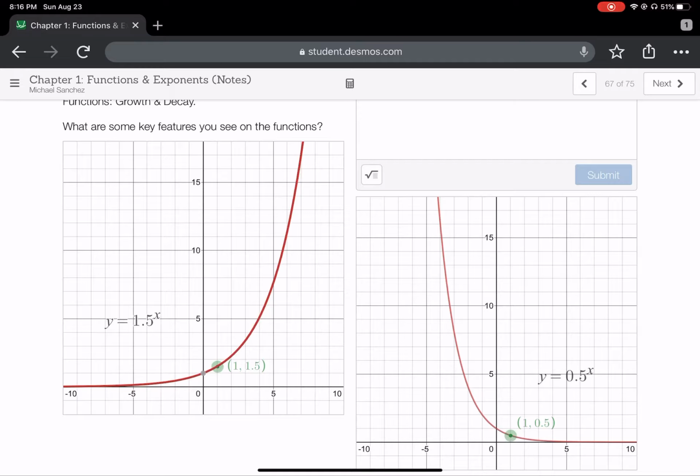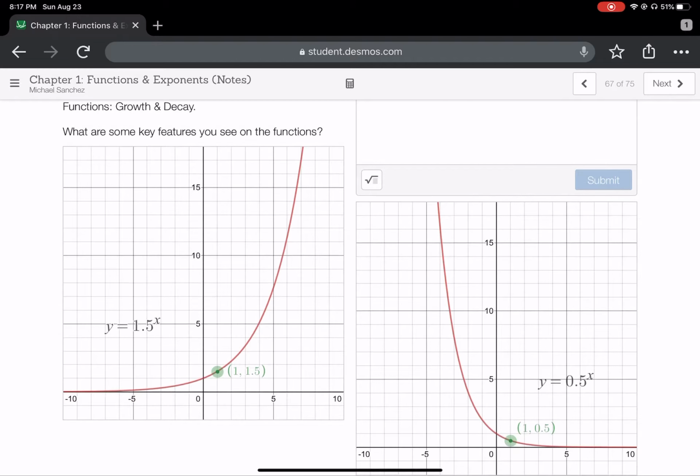Another thing is that if we look at our equation, y equals 1.5^x, the 1.5 will be the location of our point when x is 1. If we look at this green point here, take a look at the y value. We have 1.5, so the y value will always be where our function's base value is.